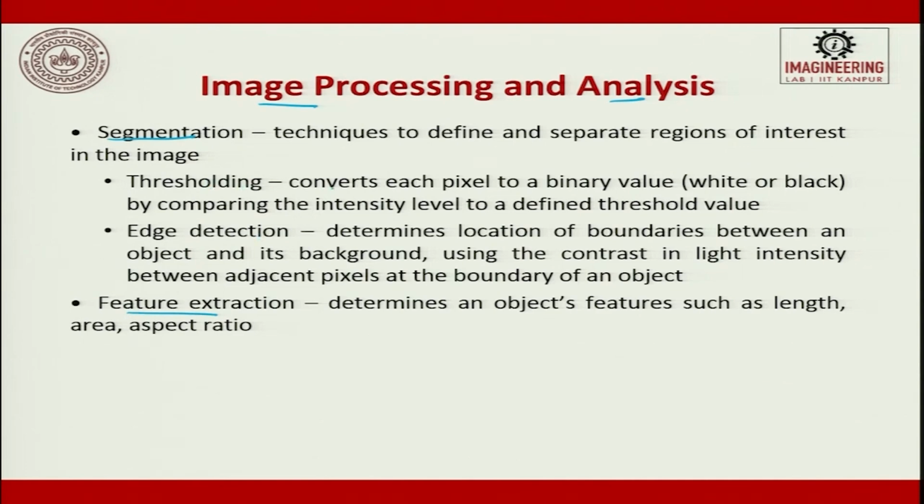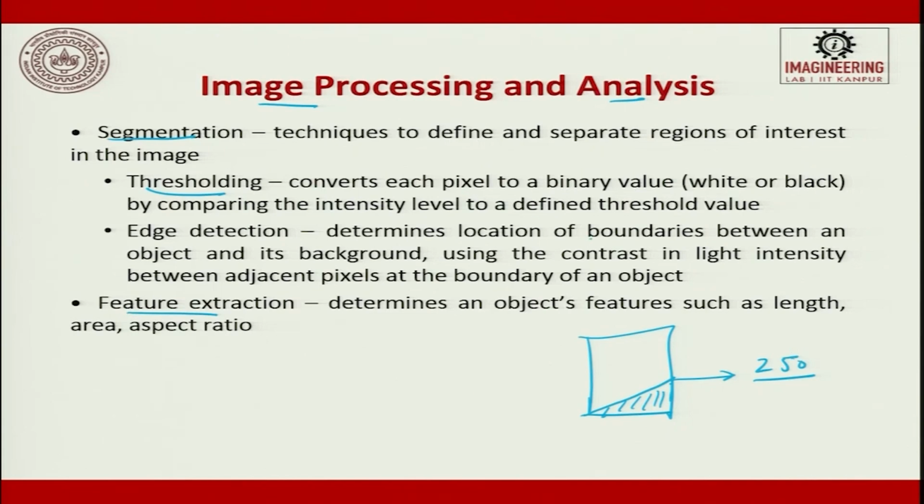Thresholding converts each pixel to a binary value, that is what I said. Suppose there is a unit cell, and only this portion is black. Now you set a threshold value of 250. If the value is less than 250, then the entire cell will be activated. So, this is thresholding. How did you fix this 250? It is from the prior knowledge we have.